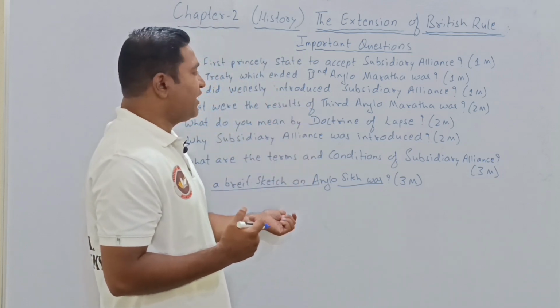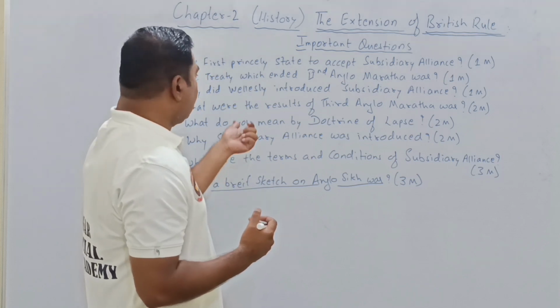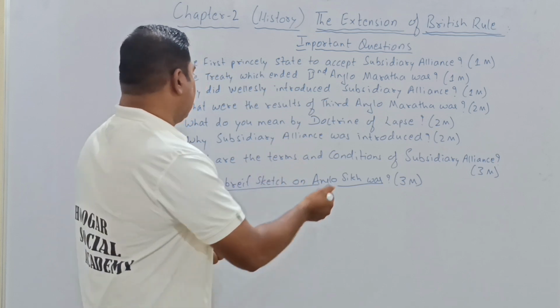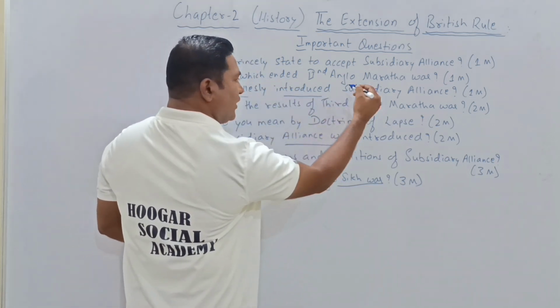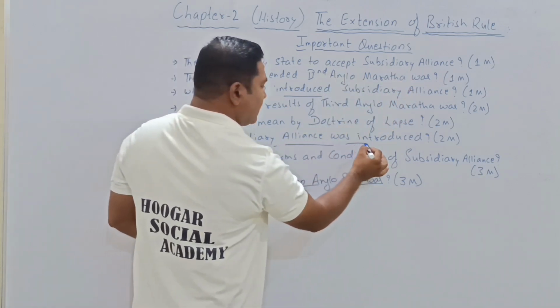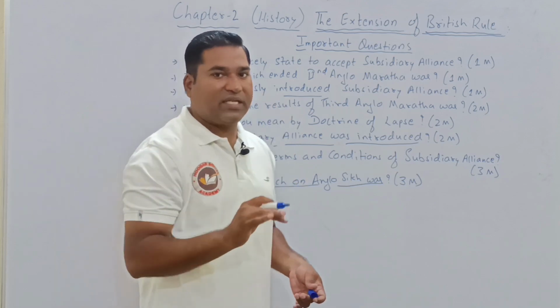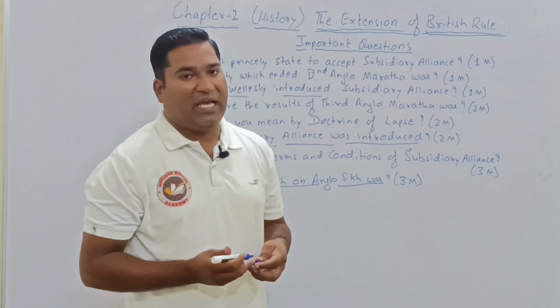These are some of the very important questions. Now here are the 1 mark, 2 marks, as well as 3 marks questions. Two questions are similar here, so it can be asked in the form of 1 mark, or it can be asked in the form of 2 marks. The two questions are similar, so 1 mark as well as 2 marks. The question is related to the subsidiary alliance.